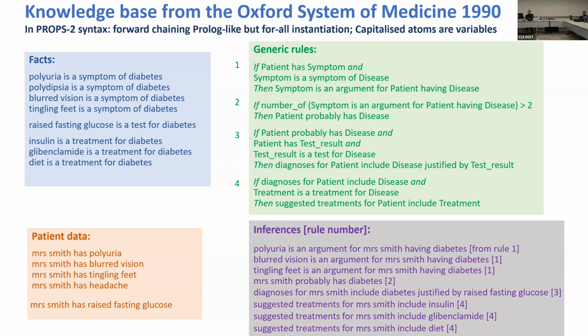And it's an example of computable knowledge. So that knowledge was in fact computable in the Prolog environment as an English-like syntax. But there are different levels of computability.